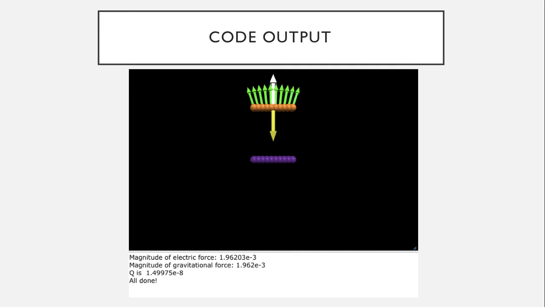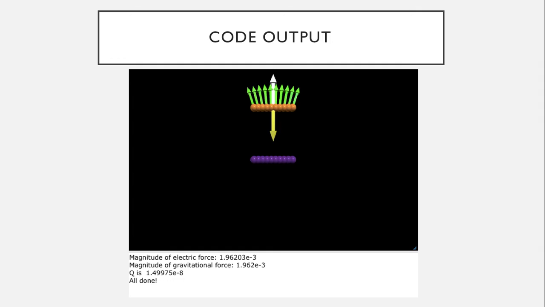And here's the output. We've got the orange line at the top is the top tape, and the purple at the bottom is the bottom tape. Each of those is divided into 10 segments. And the green arrows in the top one are the electric force on each of those point charges. And then you can see that the x components cancel out. So that white arrow is the net electric force on the top tape, and the yellow is the gravitational force.